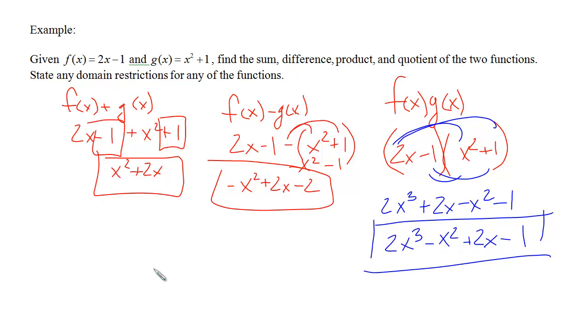And then we have the quotient. And really all we need to do on the quotient is determine the domain restriction. We really don't need to go any further than that. So I have 2x less 1 over x squared plus 1.